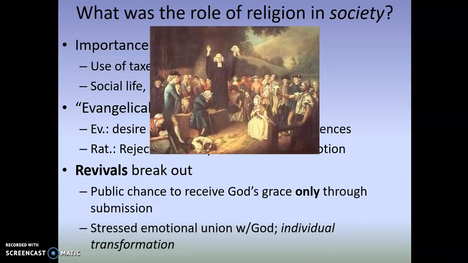Now, these revivals had periodically occurred over the past 6 decades, beginning in the 1680s. But the 1730s and 1740s produced something different. The idea behind these revivals was that salvation could not be earned through good deeds and good behavior, but one simply had to submit to God fully and express their hopelessness.